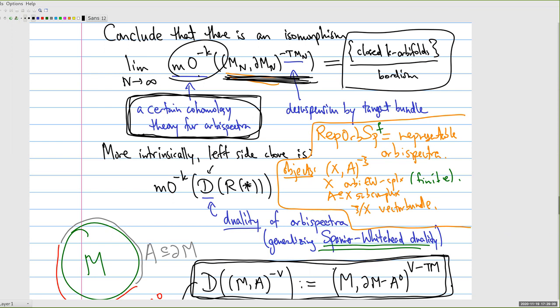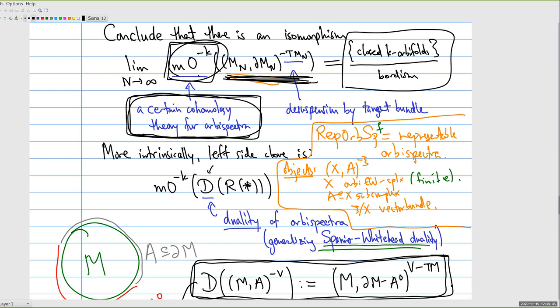And let me conclude by saying these cohomology theories for orbispaces are functorial under all maps. Functorial under what? Under all maps of orbispaces. Oh. Not just representable maps, any map of stacks between two orbispaces.